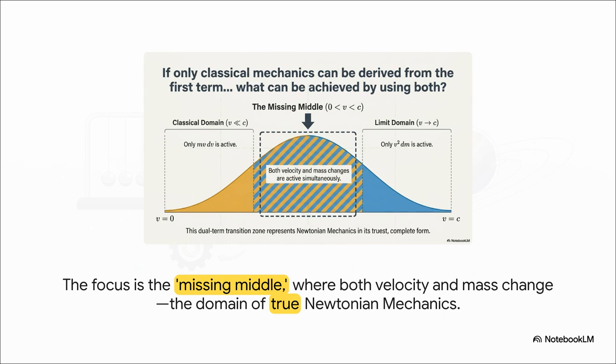This picture shows it perfectly. Physics has a great handle on the classical domain over here, where only speed changes, and it totally gets the limit domain over there, where only mass changes. The book argues that we need to focus on this missing middle, the zone where both things are happening at once. That, they say, is the domain of true, complete Newtonian mechanics.